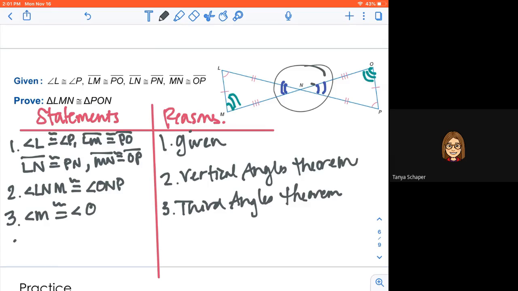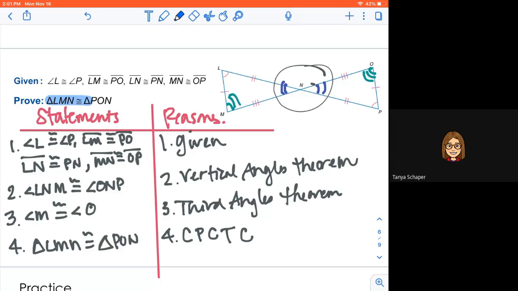All right. And then number 4. Now my last statement, because now I have enough information to prove that those two triangles are congruent. With this, I'm able to say that triangle LMN is congruent to triangle PON. And the reason why is that corresponding parts of congruent triangles are congruent. And this is how you say the proof. Notice how my proof statement is identical to the very last statement in my proof.